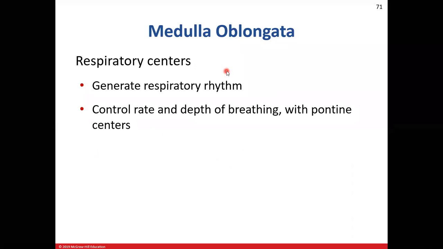It also has respiratory centers. So it does work with some of the centers, the respiratory centers in the pons. But what the medulla oblongata does, it helps to generate the respiratory rhythm, and in conjunction with the pontine centers, helps to control the rate and the depth of breathing.